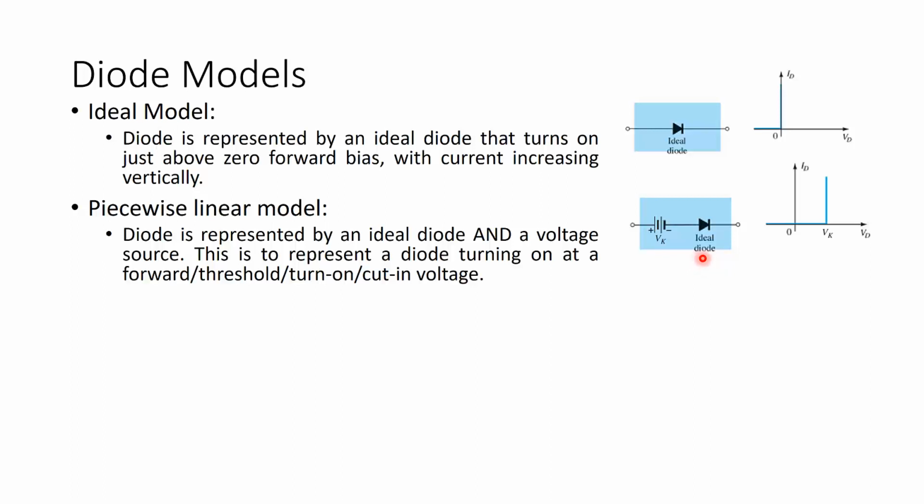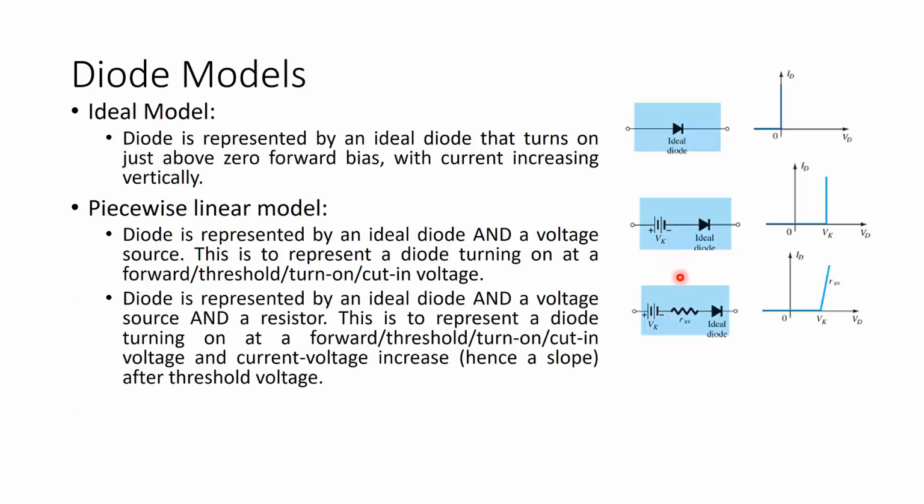If an exam question does not say what it is, we assume it's 0.7, but in reality, you know that it's going to be slightly different. But 0.7 is a safe estimate. So the diode is represented by an ideal diode and a voltage source and a resistor. This is another model under the piecewise linear model. So in this model, the diode is represented by an ideal diode and a voltage source and a resistor.